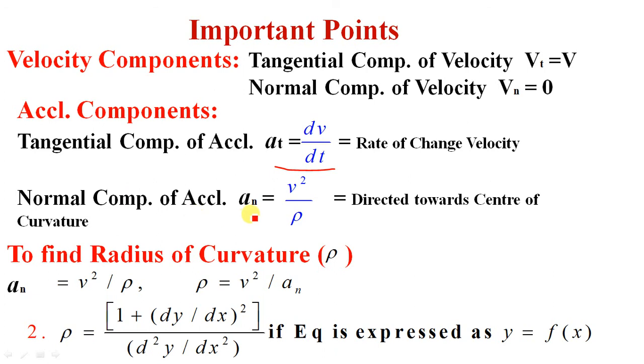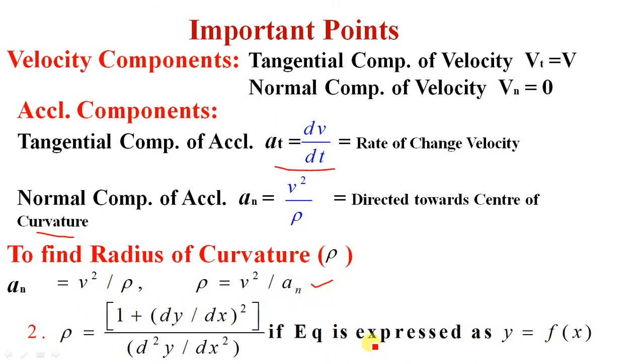So the normal component of acceleration an is equal to v square upon rho, directed towards the center of curvature, and rho is the radius of curvature. So if rho is not given, but an is given, in that case are you able to find out rho? Yes, an is equal to v square upon rho, so rho is equal to v square upon an.